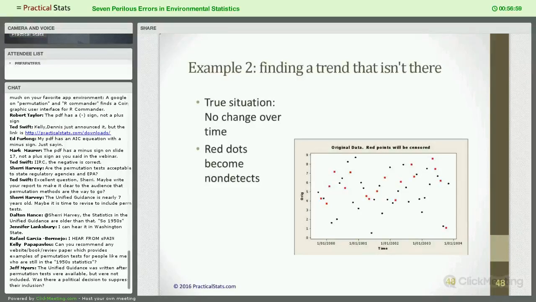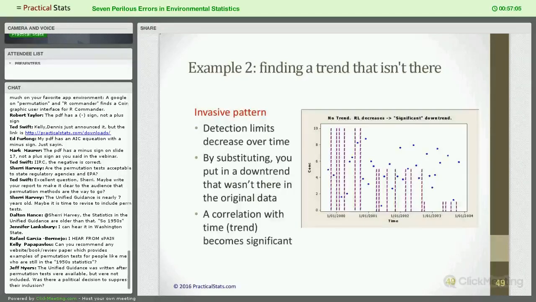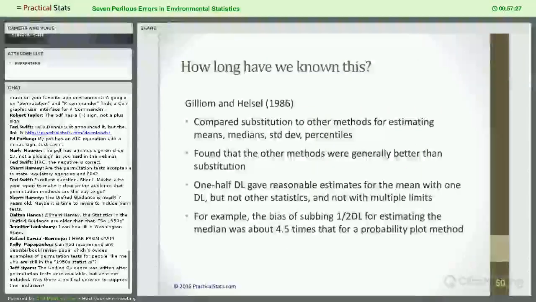And this is just the classic example of a trend analysis, where there's a bunch of data that's bouncing around, but there is no trend in the aquifer or the stream. Detection limits go down over time, so you can put in the detection limit value, or 1/2 or 2/3 or whatever, and your values will start to go down over time. By substituting, you're putting in a downtrend that was not there in the data, and you'll get a great significant trend test that's not there. So you don't want to do that.